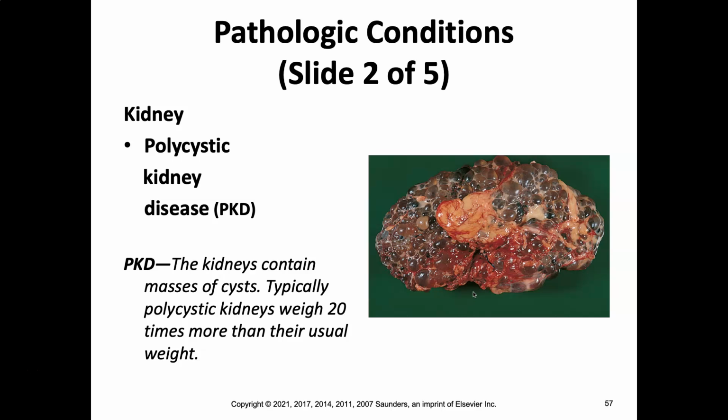This is a picture of a kidney with a lot of cysts on it. Do you see all those little bubbles? Those are cysts. All those bubbles. They're not supposed to be there. But polycystic kidney disease is something that unfortunately some people get.